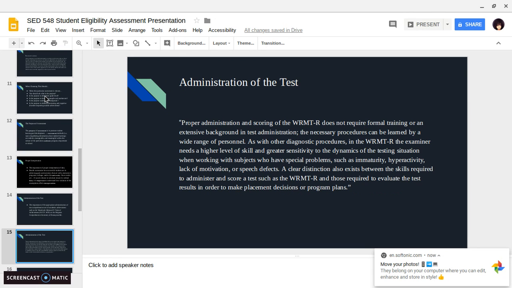So that's fantastic. The administration of the test, again, we went into it. This is some formal language given by the Woodcock-Johnson themselves. I think the most important aspect of this is when working with subjects who have special problems such as immaturity, hyperactivity, lack of motivation, or speech defects, a clear distinction exists between the skills required to administer and what the test is able to evaluate. So what I get from this is, in the administration of the test, have realistic expectations. If this test has to be administered over a number of days, into a week or two, that's what you want to do. You want to get an honest estimation of what the student is capable of. Oftentimes they will shut down if emotionally challenged and intellectually challenged.